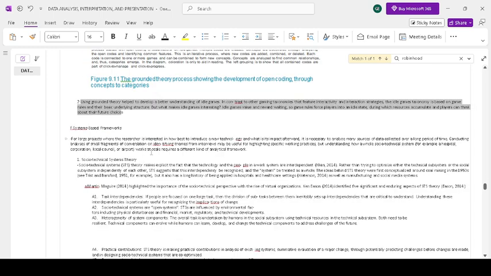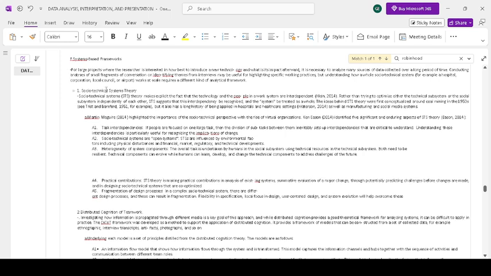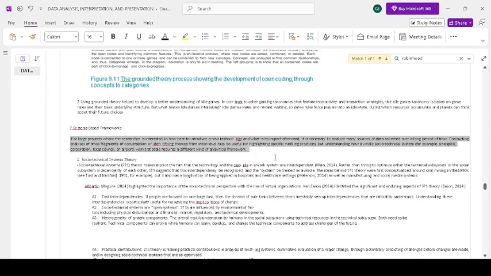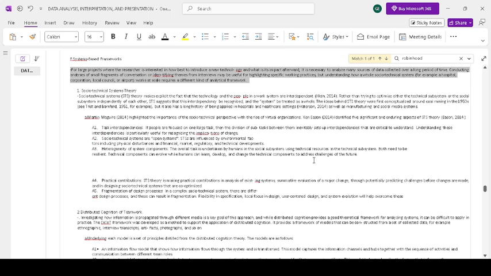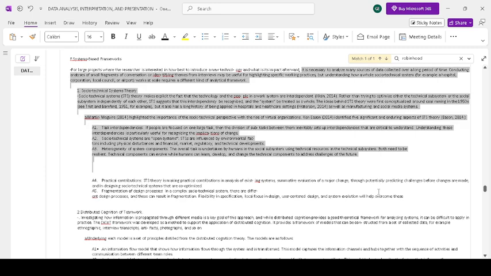You're trying to avoid touching or seeing that investment so that it could grow more in the future. System-based frameworks are for large projects where the researcher is interested in how to best introduce a new technology and what its impact is afterward. It is necessary to analyze many sources of data collected over a long period of time.